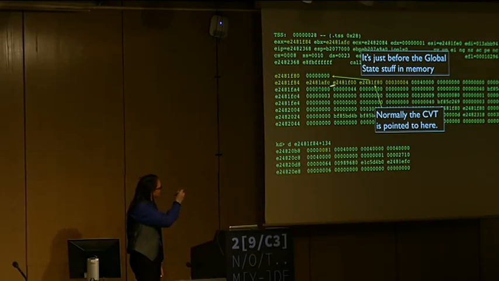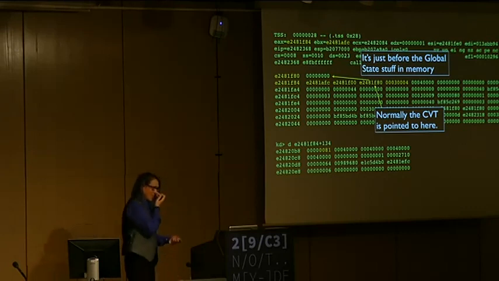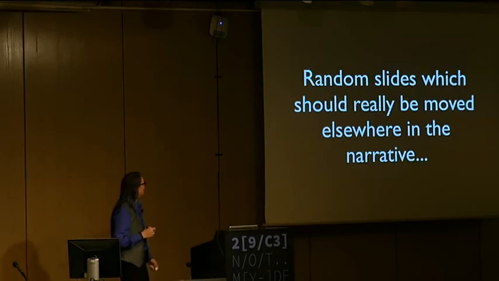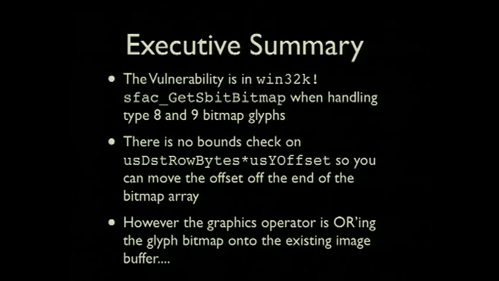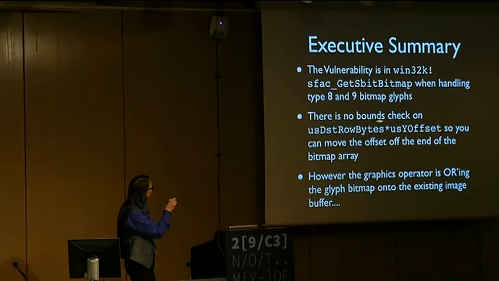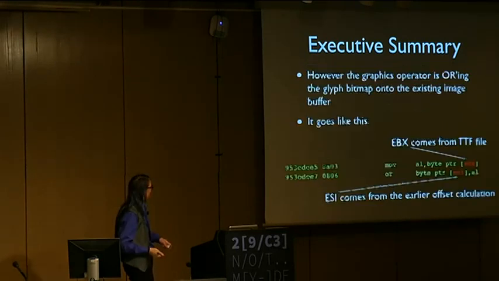So that makes this entire global VM state structure appear inside the CVT table, inside of the TrueType virtual machine, which is now accessible from the font program. I should probably move these to the beginning of the slide deck, but like I said, it's a bit rough. I was just writing this. The actual bug, if you do a patch diff, is in the get bitmap function for type 8 and type 9 bitmaps or something. Anyway, it basically takes a number of rows and a Y offset for the merging and then ORs them together.